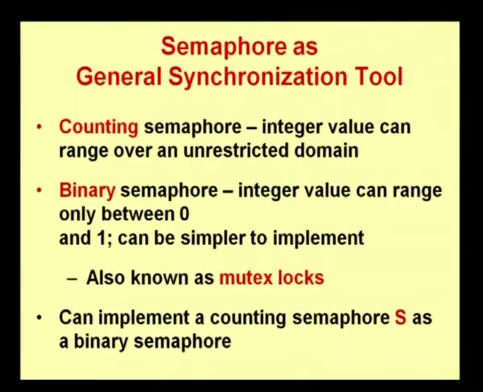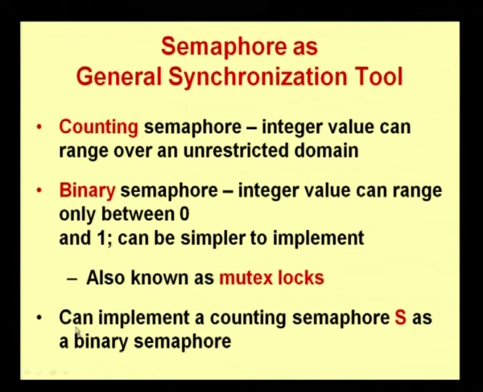So if it is true, it will be 0. If it is false, it will be 1. So something of that sort. So when we are going to use a binary value, wherein we are going to use only two different values, either 0 or 1, such a semaphore we call a binary semaphore. And this binary semaphore is also called mutex locks.